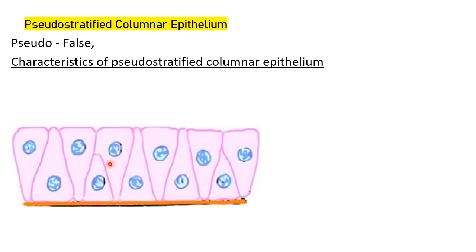Then what are the characteristics of pseudostratified columnar epithelium? Usually the nuclei appear to be arranged in two or more layers. In a normal simple columnar epithelium, the nuclei are arranged in a single horizontal line, but for this one, it looks like the nuclei are in more than one layer. That's how you know it is actually pseudostratified.